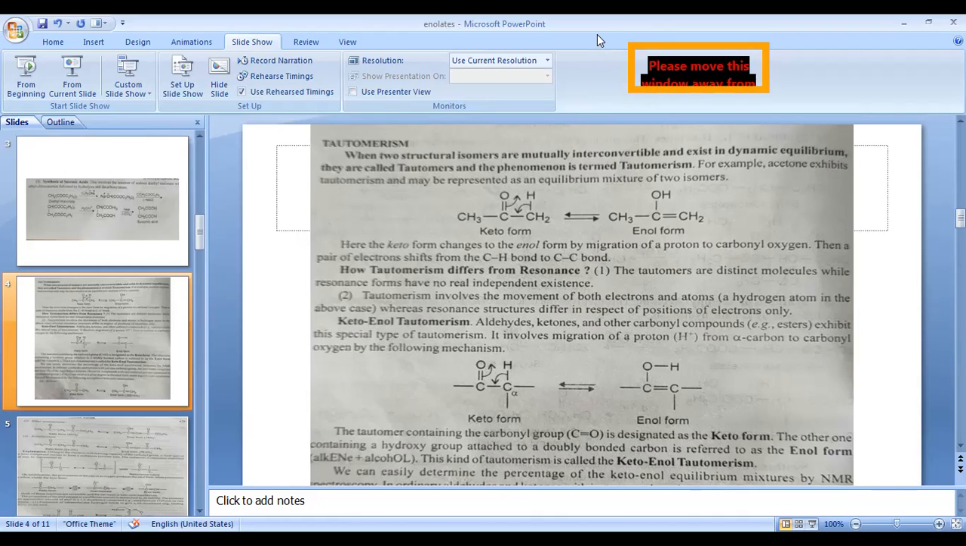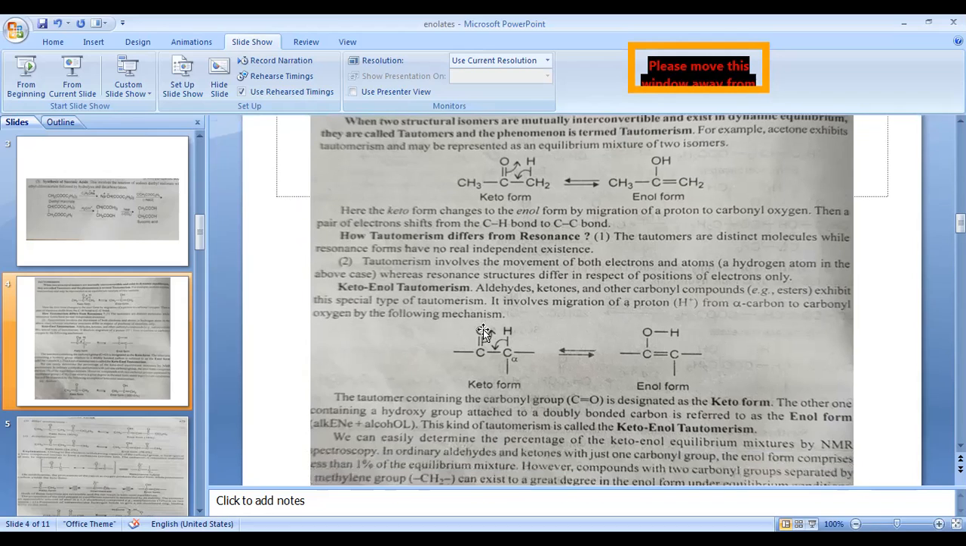So in this way, in tautomerism, what happens? There is a shift of both electrons and atoms. Whereas in the case of a resonance structure, there is only a shift of electrons, the position of electrons changes. There is only a shift of the position of the electron in the case of resonance.